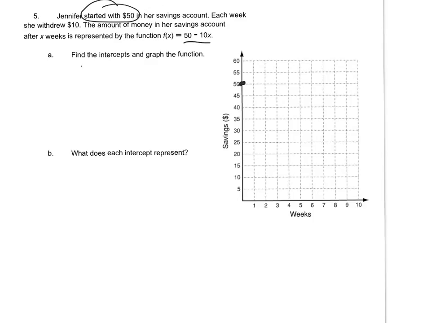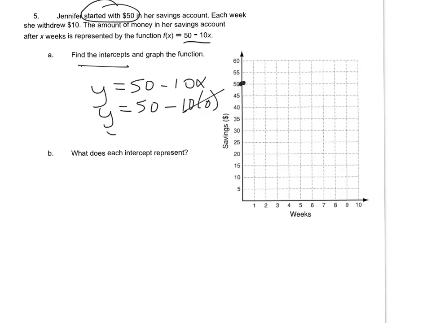So we need to find the intercepts. We're going to take our f of x, and instead we're going to put it as y = 50 - 10x. Now in this case, I'm going to plug in 0 for x. So y is equal to 50 - 10 times 0. That cancels out, so I'm left with y = 50. Therefore, when x is 0, y is 50. And that's why I put a dot at (0, 50).